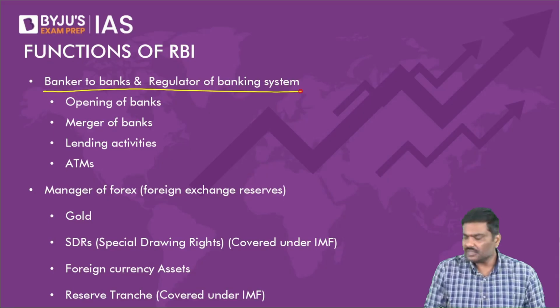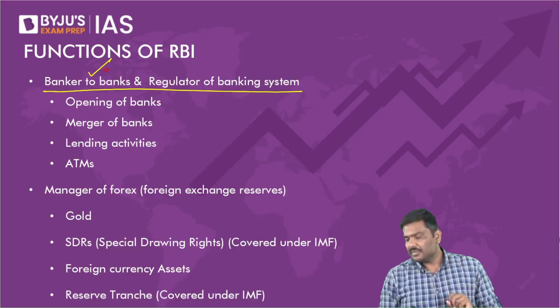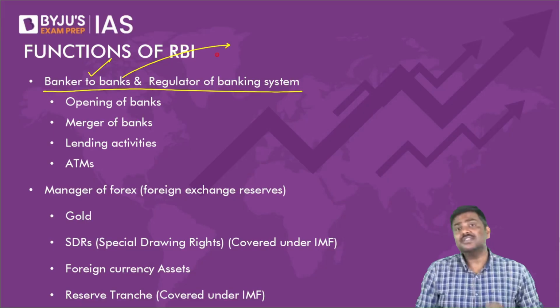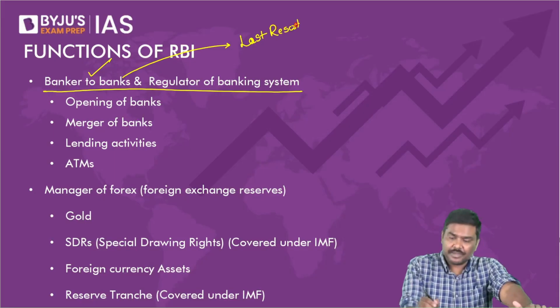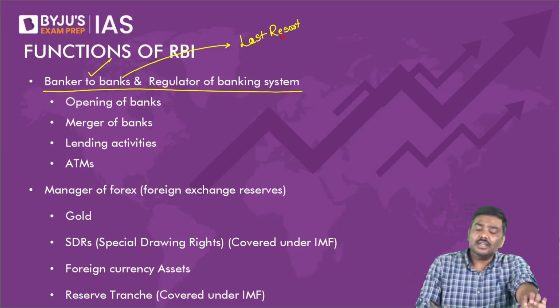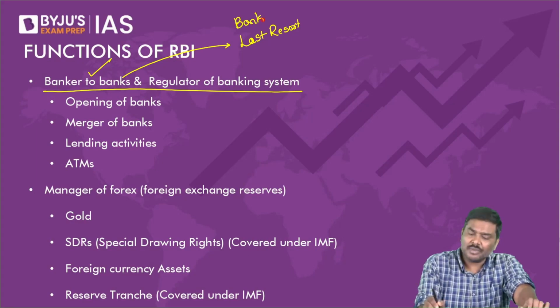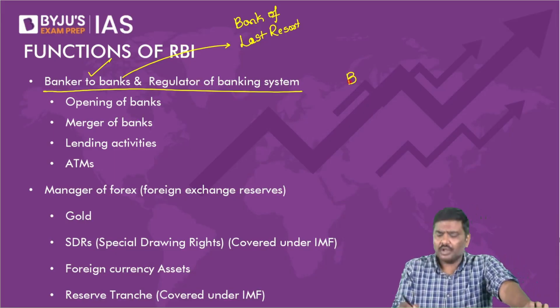Now, what are the other functions of the Reserve Bank of India? One is that it is called banker to banks. RBI is referred to as banker to banks. In the context of banker to banks, RBI is also referred to as the bank of last resort. I repeat, this was asked by UPSC. What do you mean by bank of last resort or banker to banks?